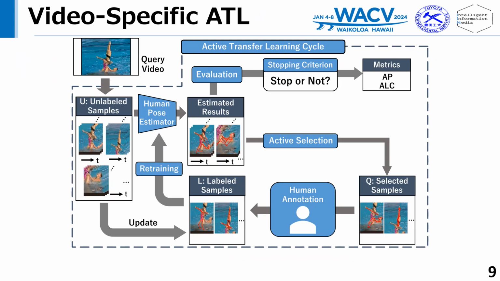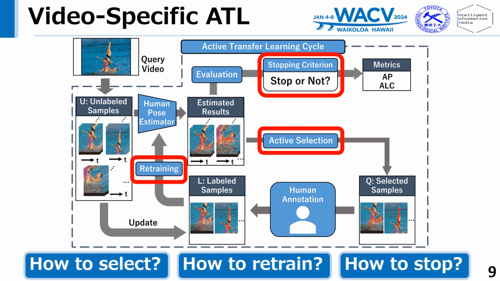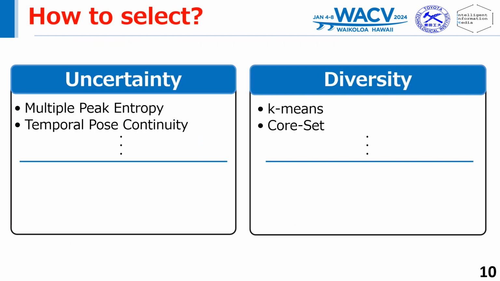This is the overview of our approach. Given an N-label query video, we actively select the samples to annotate. Then, we retrain the human pose estimator. This cycle is repeated until the stopping criterion is met. Now, our focus is on the following questions: how to select the samples, how to retrain the estimator, and how to stop the ATL cycle.